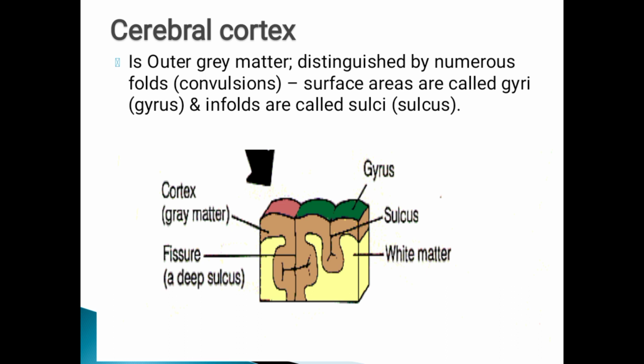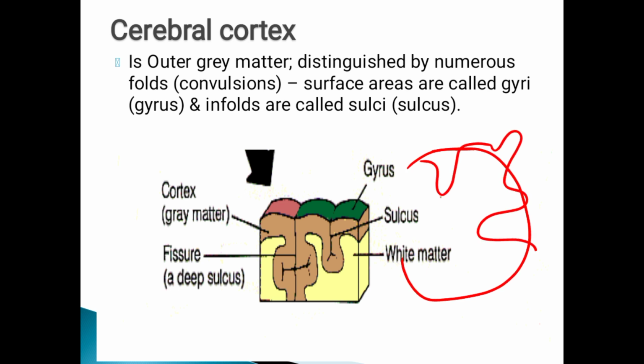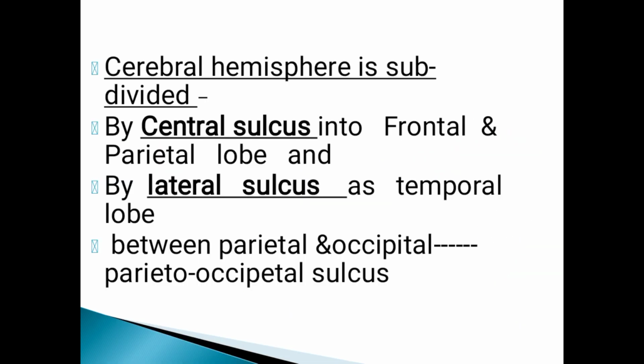If you see the cerebral cortex, it is not a smooth surface. Your brain is not smooth like this, right? It has many convolutions, many upward and downward folds. These are called gyri. So gyrus and sulcus are present.